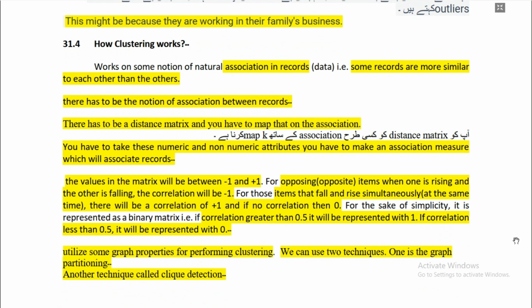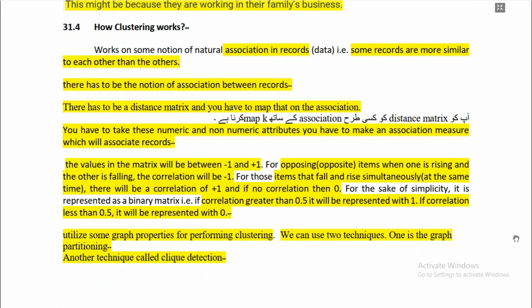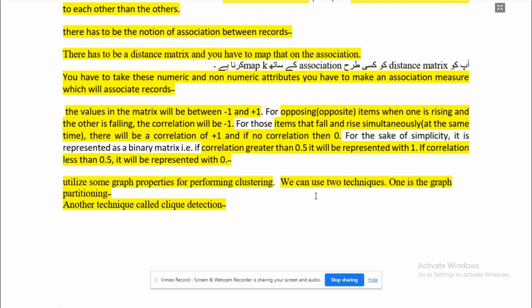The values in the matrix will be between -1 and 1. For opposite items, when one is rising and the other is falling, the correlation will be -1. For those items that rise and fall simultaneously, at the same time, there will be a correlation of 1, and if no correlation then 0. For the sake of simplicity, it is represented as a binary matrix, i.e. if correlation is greater than 0.5, it will be represented with 1. If correlation is less than 0.5, it will be represented with 0.